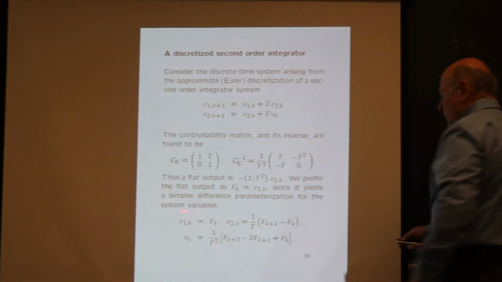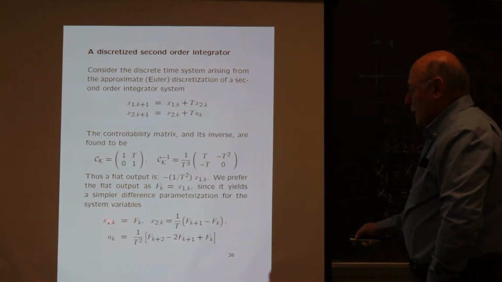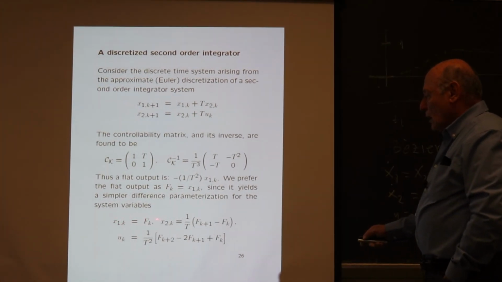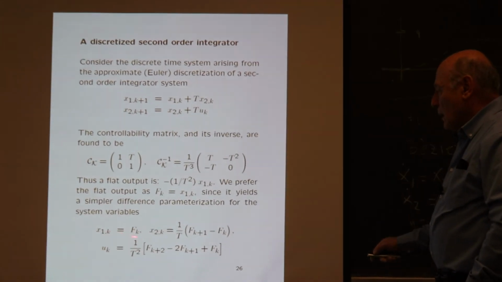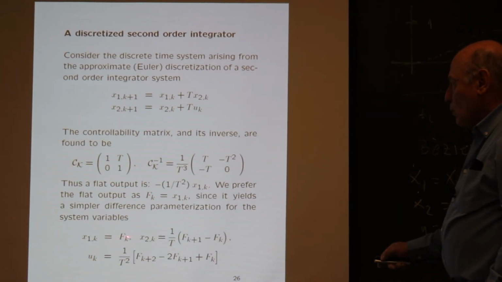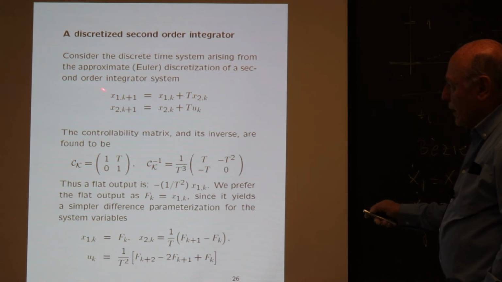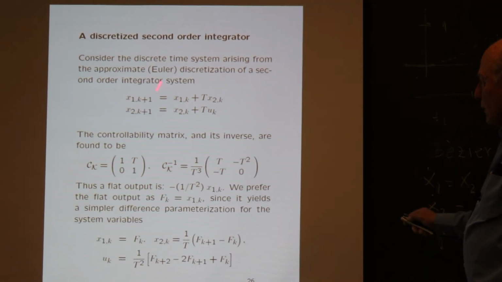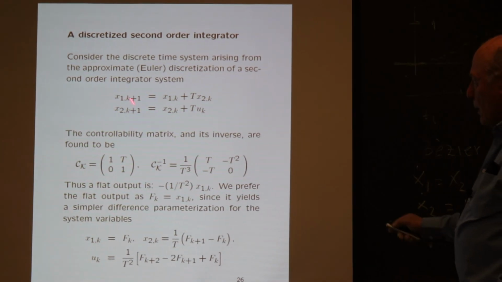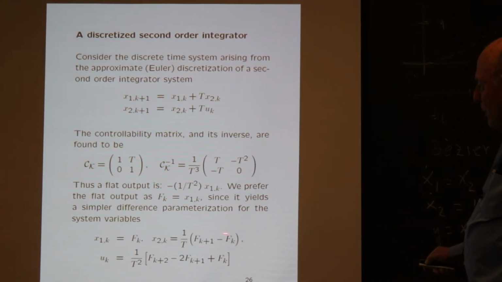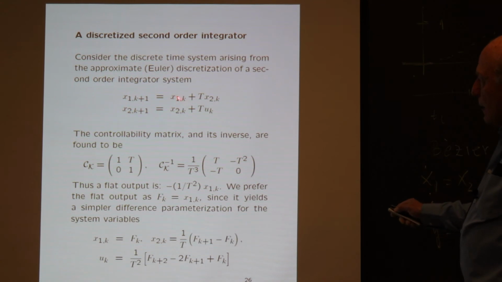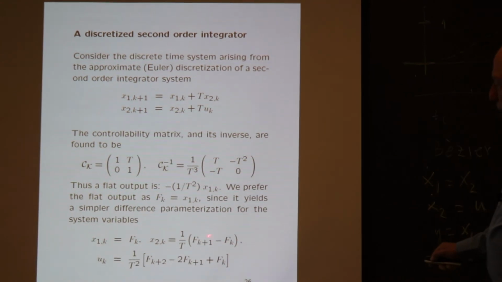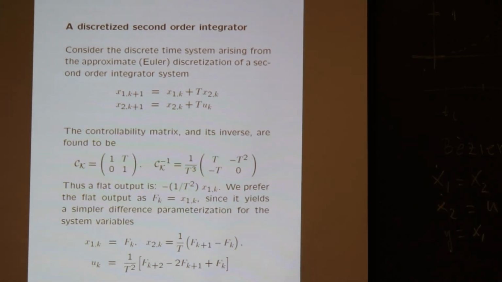So this is the flat output, and x1 of k plus 1 will be fk plus 1, and x2 can be solved from here as the difference between these two divided by t. So the difference of those two divided by t, when x1 is the flat output, is fk plus 1 minus fk, divided by t. So x2 is parameterized by the flat output and one advance.